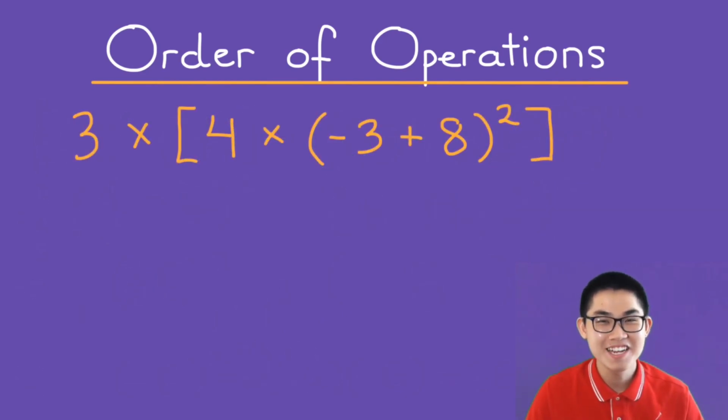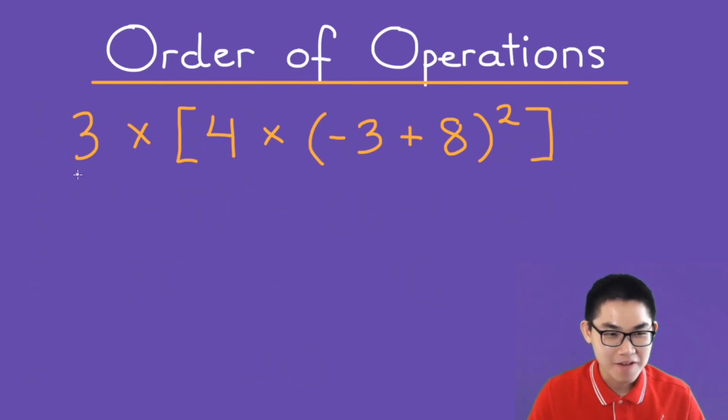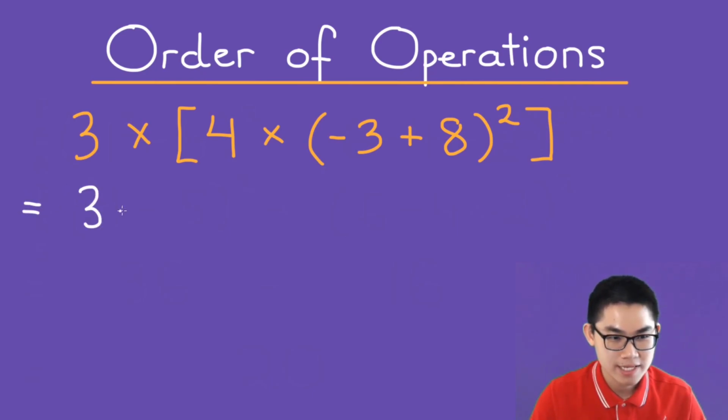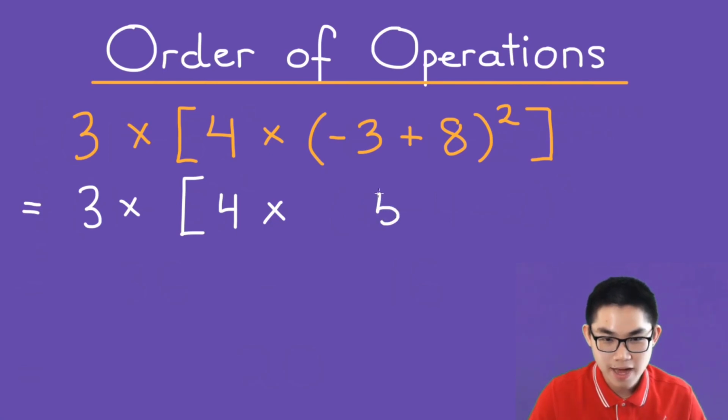Let's do something a little bit more challenging. We have 3 times 4 times negative 3 plus 8 to the power of 2. And this power of 2 is inside this angle bracket. So let me show you how to do this one. So again, 3 times 4 times. What is negative 3 plus 8? It's going to be positive 5.